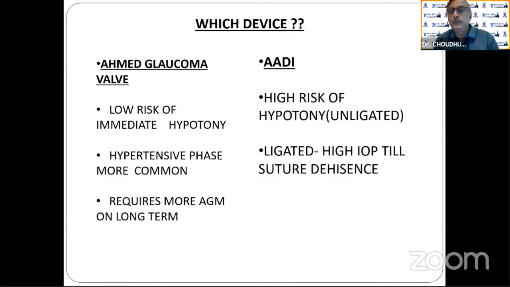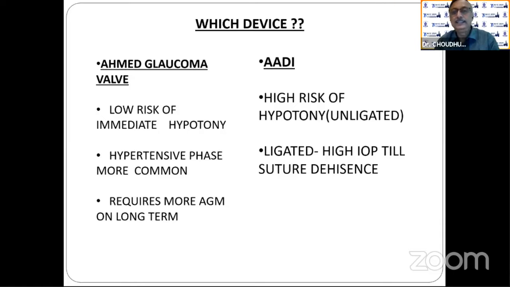Normally, two types of devices we use in India, most probably: the AMET glaucoma valve and the ADI, the Indian name. The AMET glaucoma valve has low risk of immediate hypotony because it is a valve. But it has a hypertensive phase of about 2 weeks to 1 month when you have to give lots of Diamox tablets to lower the intraocular pressure, and it requires more anti-glaucoma medicine on long-term treatment.